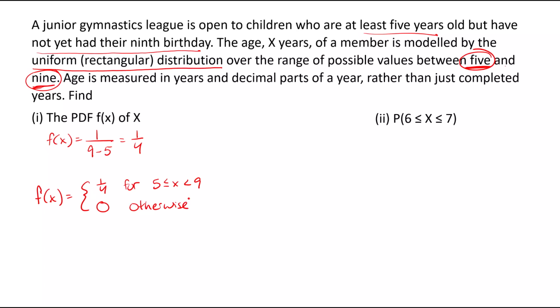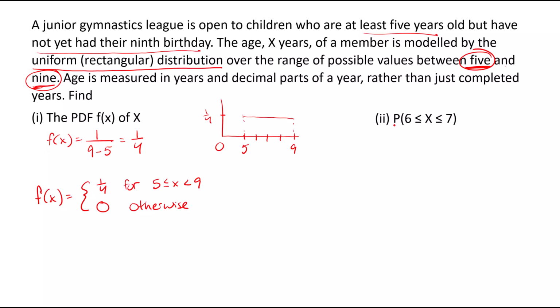Okay, and I'm going to show you both ways, the way we've learned to do it, and then some shortcuts. So let's draw this though. Here's 0. This would be 5. This would be 9. So we would have 6, 7, 8. Okay, and this is going to be 1/4. So we have a line there. And this is what my probability density function looks like.